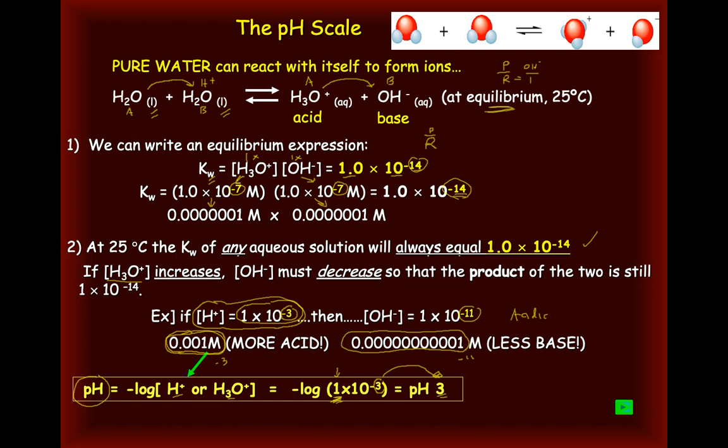You can also take the pOH, but we're not going to worry about it right now. You can take the pH or the pOH, and scientists have been known to use the pOH scale also, but technically it's really not that useful. So we usually use the pH scale. So those are important things to know.